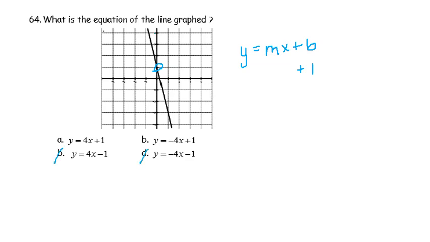We see our slope is going down from left to right, so that means we should have a negative slope. So that rules out A. And now I'm just going to make sure that it went down 4 and over 1. So down 4, 1, 2, 3, 4, and over 1. So our slope is -4. So our equation would be y equals -4x plus 1. So B is the correct answer.